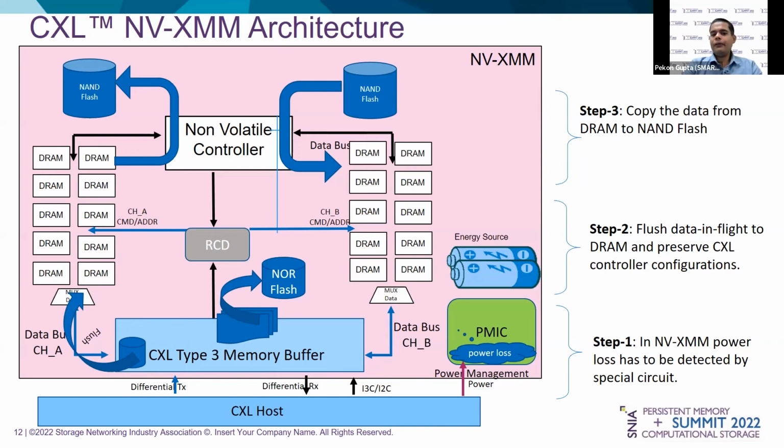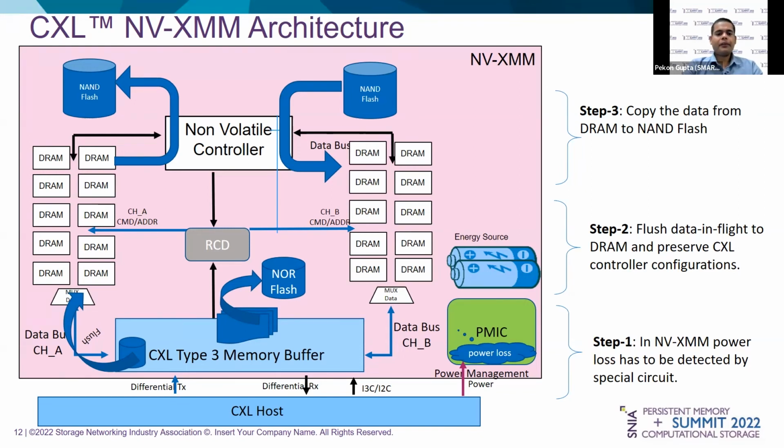So if you look at the sequence, the first step is that the module should be able to support power loss detection and should be able to flush all the buffers into the DRAM. This ensures that all the data in flight is cleanly written into the DRAM before a backup to the NAND is started.